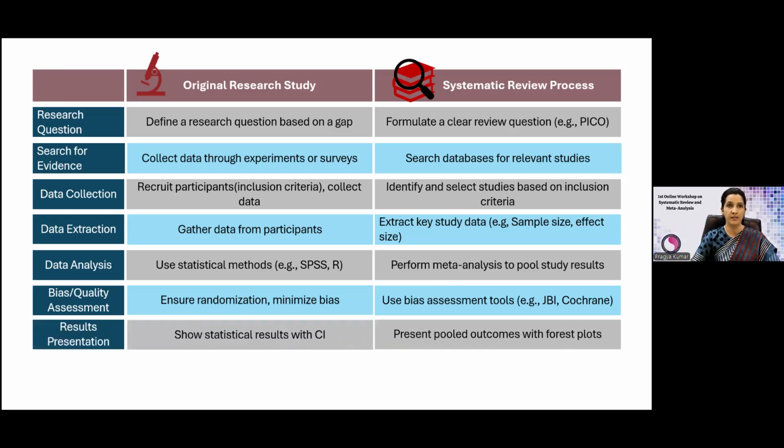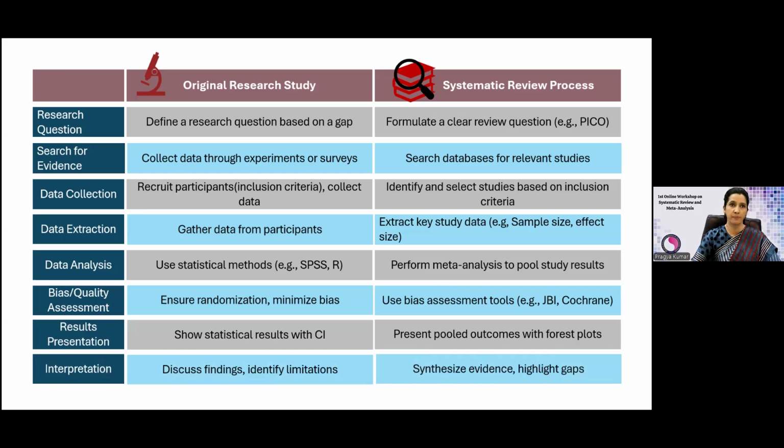And again, result presentation, you show your statistical result with confidence interval. In case of a systematic review, if you can perform a meta-analysis, then you present your pooled outcome with a forest plot. Interpretation, you discuss findings, identify limitations, and here you synthesize evidence. Again, you highlight gaps in your systematic review and meta-analysis process. So this is just a compare and contrast between the original research study and a systematic review process.